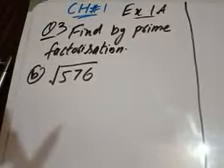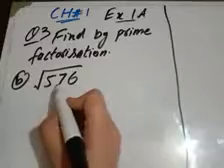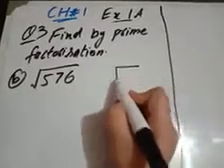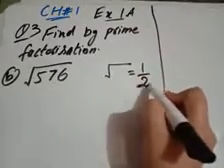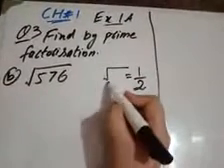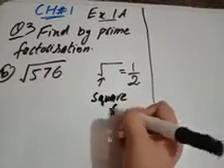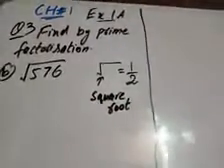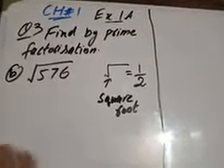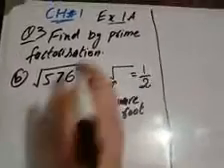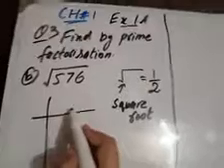Question number 3 is: find by prime factorization the square root of 576. The symbol that is written above is called a square root and its value is 1 by 2. As its name is square root, we have to make the pairing of two same prime numbers. So firstly we will make the prime factors of 576.